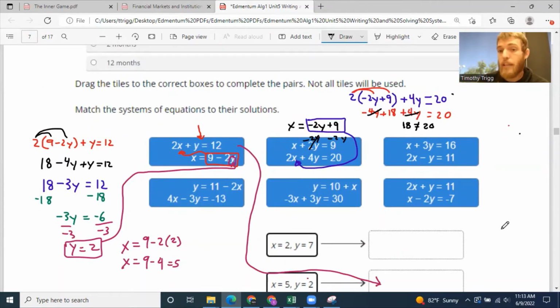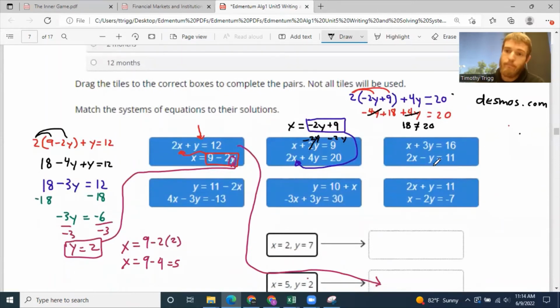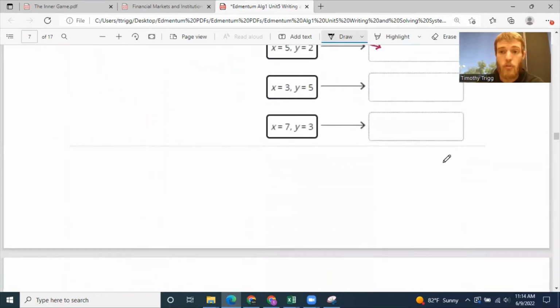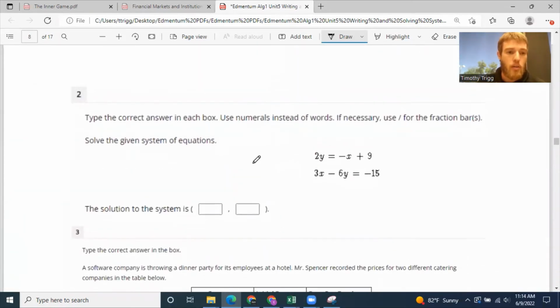Another strategy for solving these is simply to graph the system using Desmos, DESMOS.com, and use their graphing calculator. And you could just simply graph the equations and see where the two lines cross each other. Okay, next question. Type the correct answer in the box. Okay, solve the given equation.